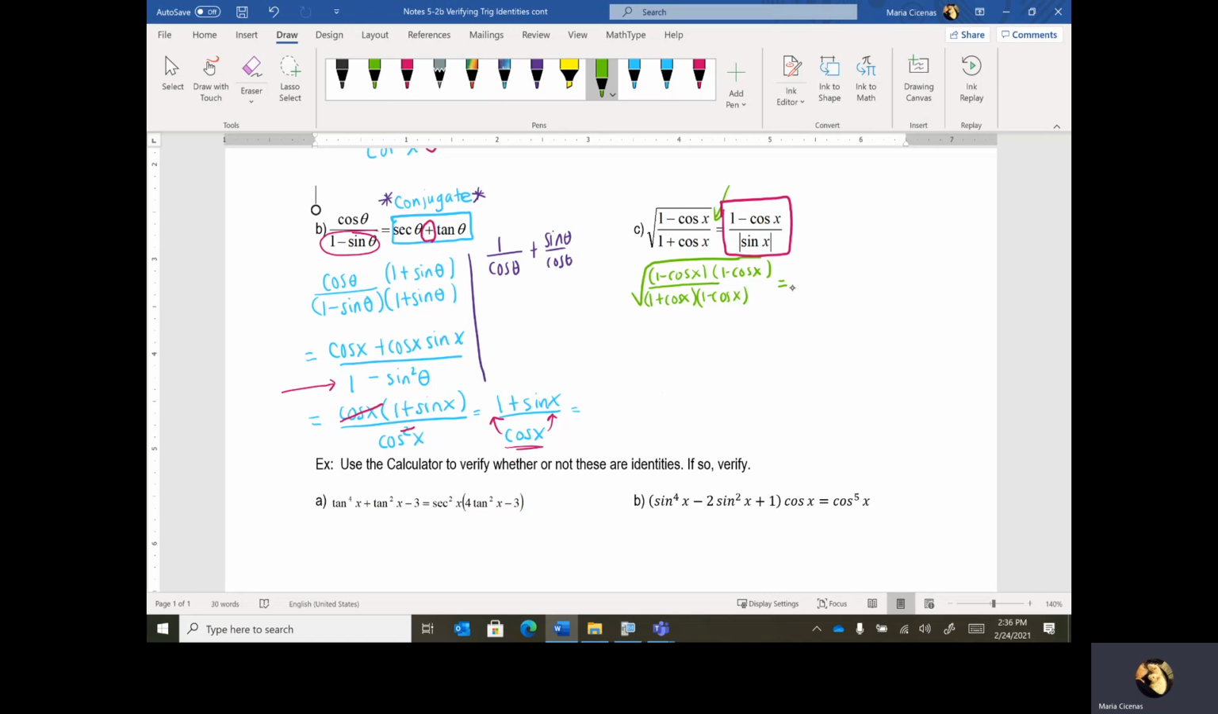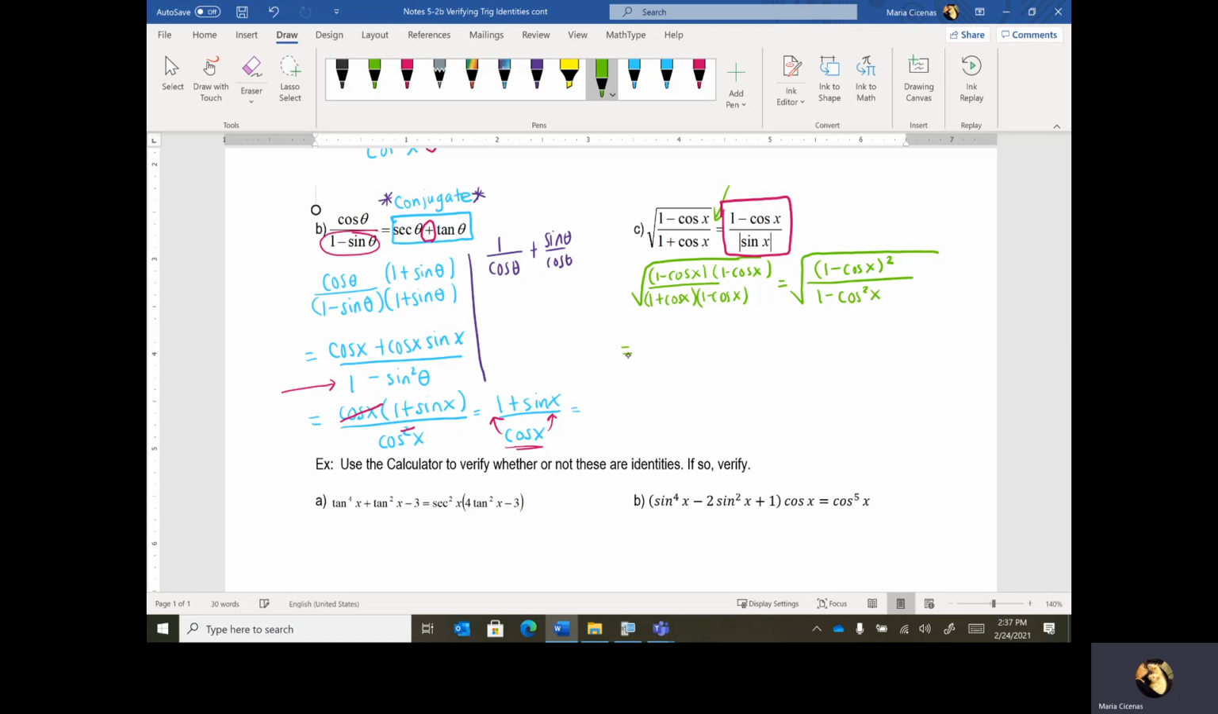Now because I have that square root, I'm going to choose not to FOIL the numerator, because notice it's the same thing. I could write it as 1 minus cosine x, squared, and I know a square and a square root can cancel out. That's why I'm thinking leaving it that way is going to be a wise choice. Now in the denominator, because of the difference of squares, I get 1 minus cosine squared x.